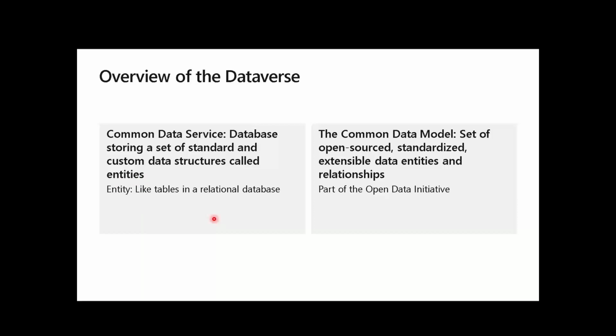So the Common Data Service is basically the database which is storing our standard and custom data structures. For example, account and all those tables, or we create our own custom table. Those kinds of things are available here, which is basically part of the Dataverse or the Common Data Service. Now, the Common Data Model is the set of open source standardized extensible data entities and relationships, part of the Open Data Initiative.